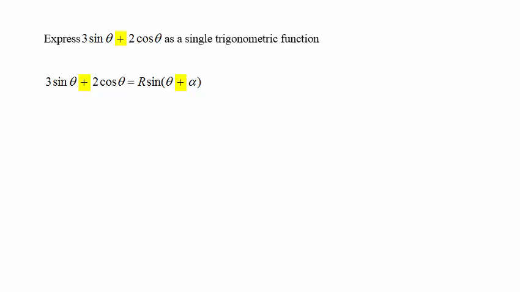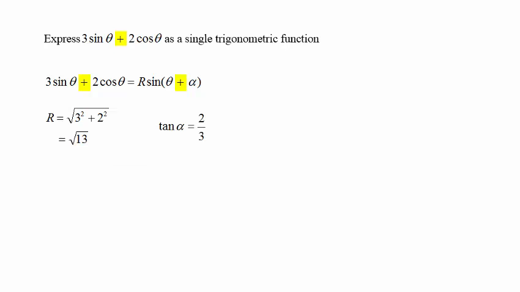To express into the form r sine theta plus alpha, we have to find the value of r as well as alpha by using the following formulas. The value of r can be found using the square root of a squared plus b squared, and we can calculate it using the square root of 3 squared plus 2 squared, which will give you the value of square root 13.